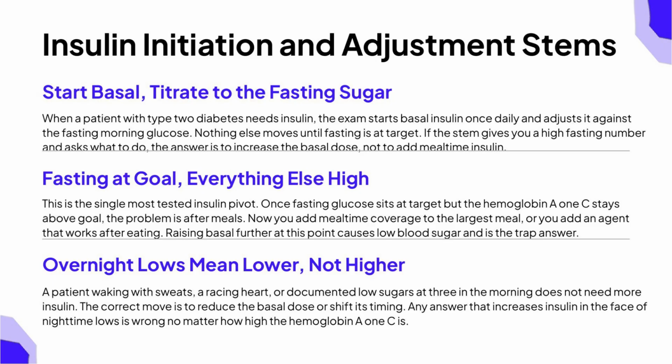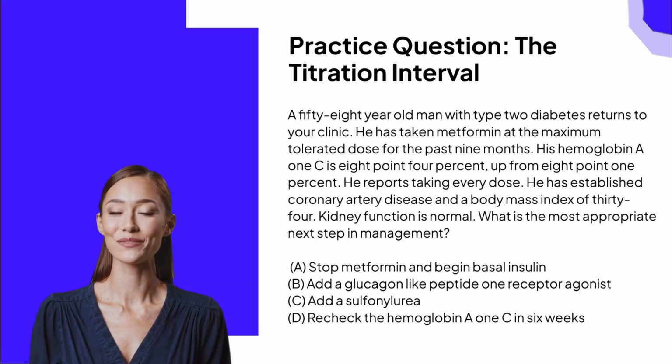Rule 3. A patient waking with sweats, a racing heart, or documented 3 a.m. lows doesn't need more insulin. Reduce basal or shift its timing. Any answer that increases insulin with documented nighttime lows is wrong, no matter how high the A1C. Let's put that to work.